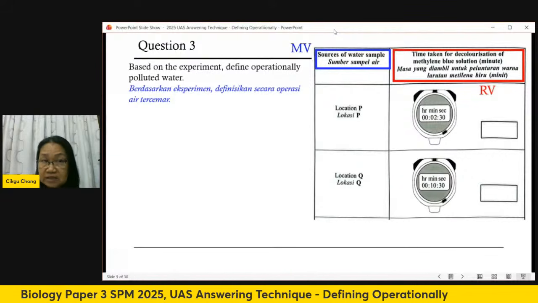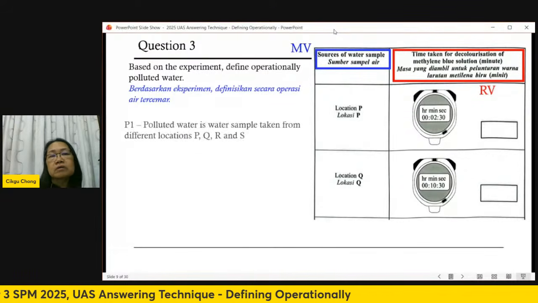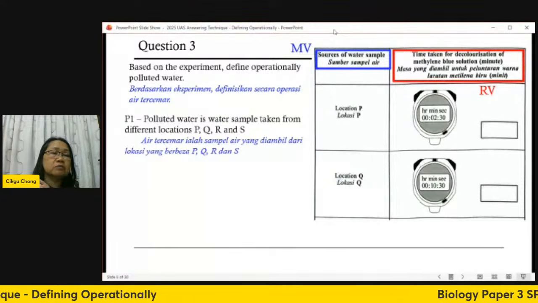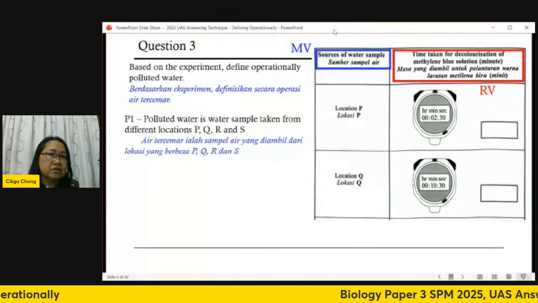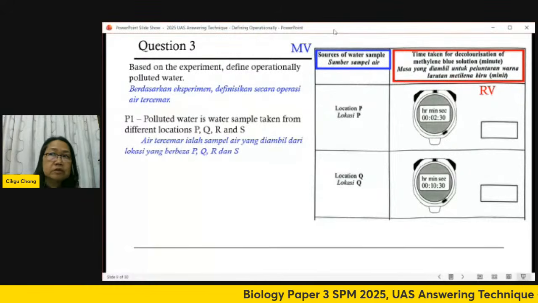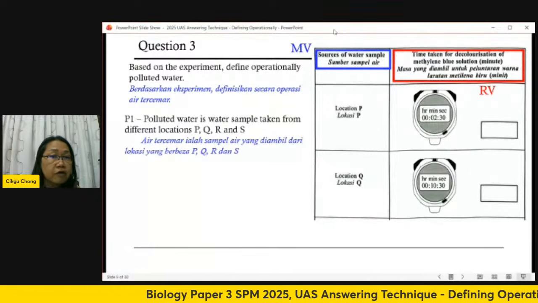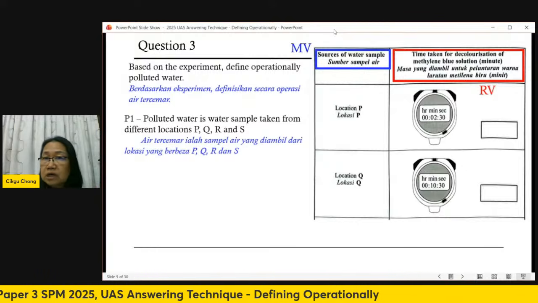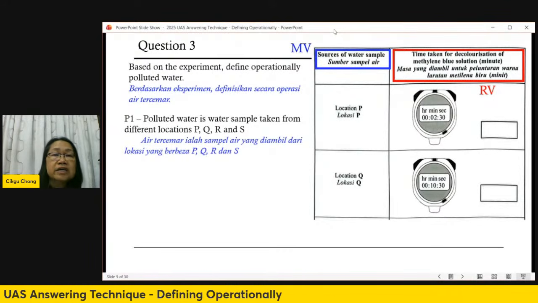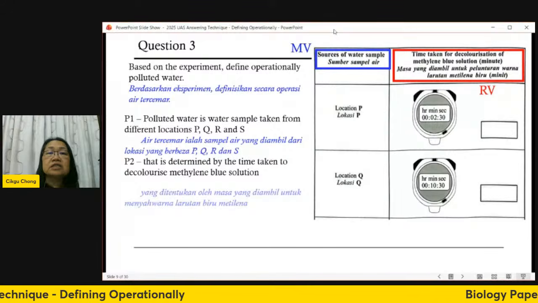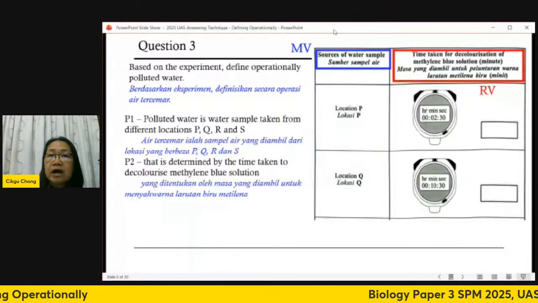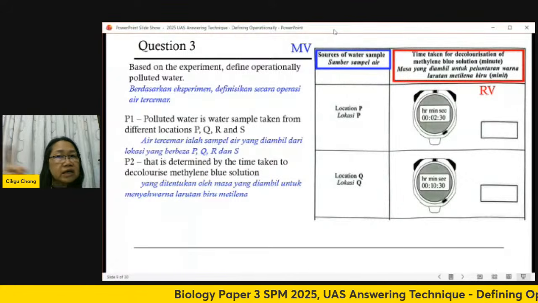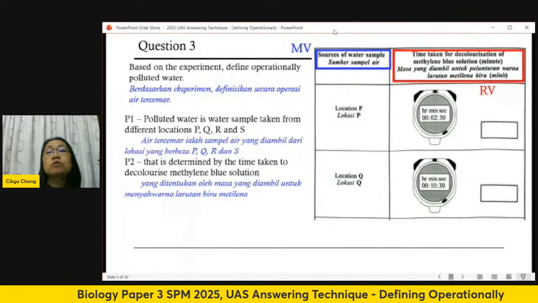Okay, so answer. First point, polluted water is water sample taken from different locations, which is P, Q, R, and S. You use 4 different samples of water. These are the 4 different locations. And how do you know how polluted it is? It is determined by the time taken for decolorization of methylene blue solution.